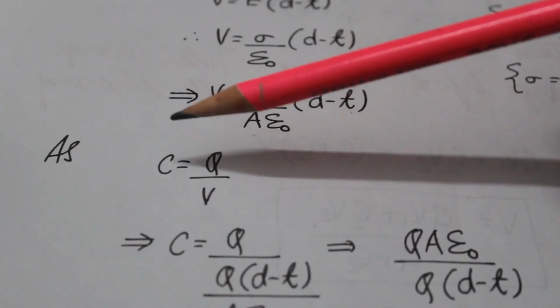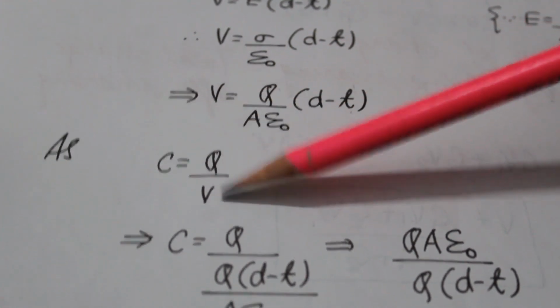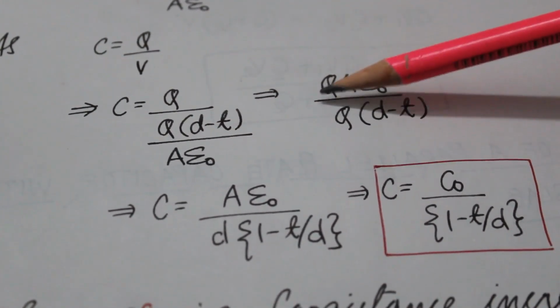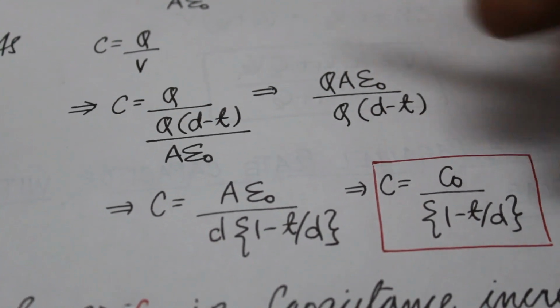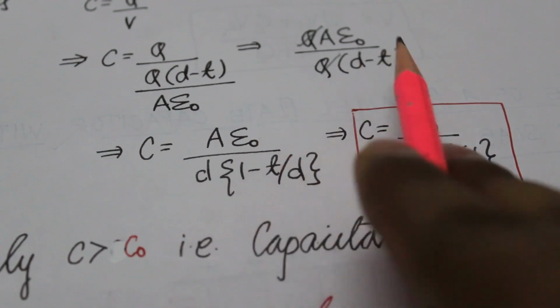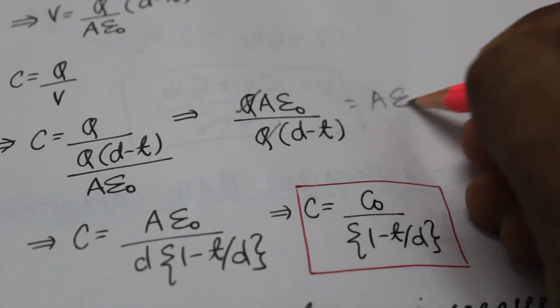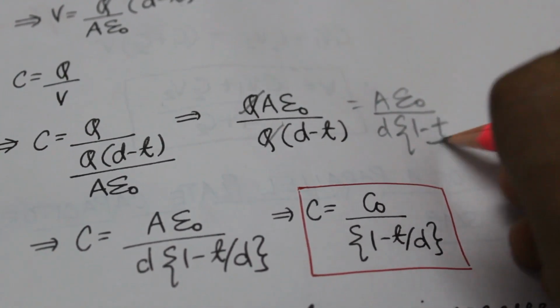Now as we know that capacitance of a capacitor is given by Q upon V. So putting the value over here, we get Q A epsilon naught upon Q (d minus t). So I cancel out Q, and I finally get A epsilon naught upon (d minus t). If I take d common from here, then I will get 1 minus t upon d.